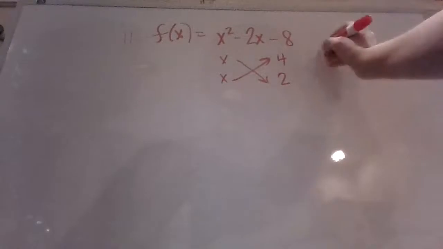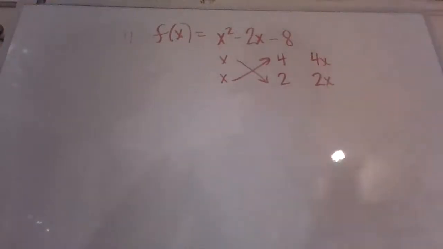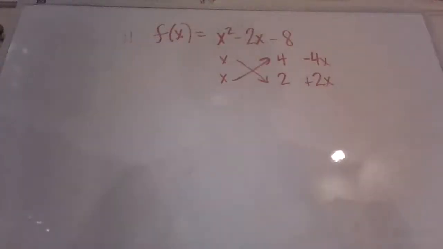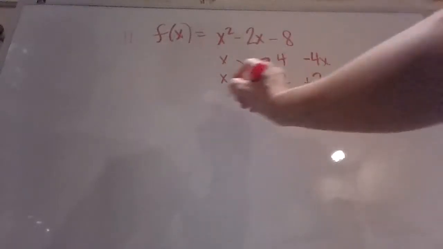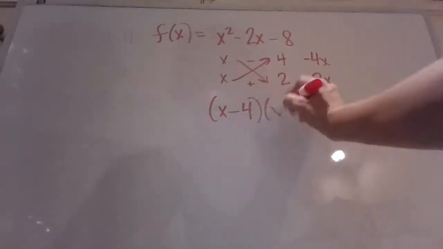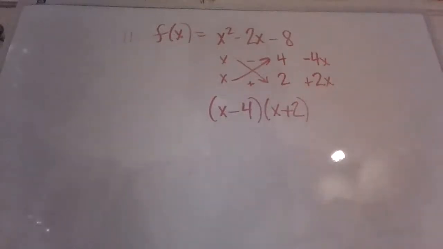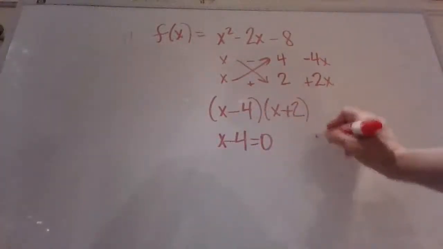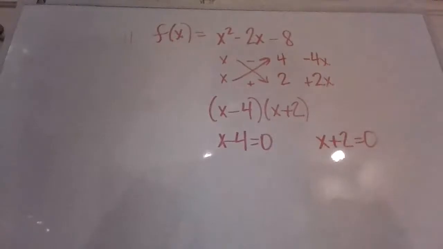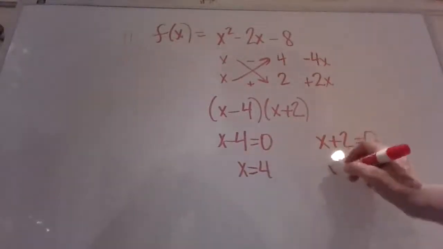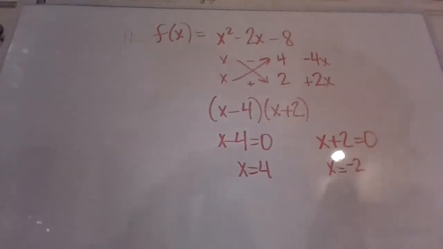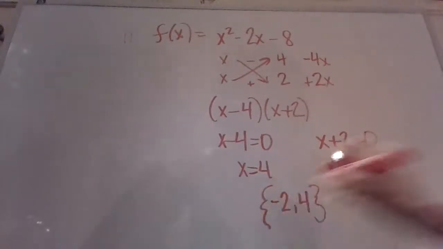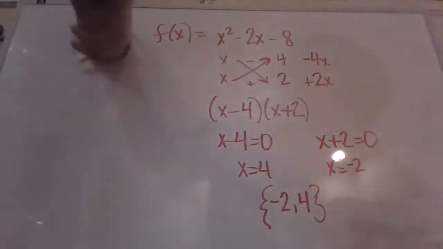So 4 and 2. So I go up, I get 4x. I go down, I get 2x. This middle term is negative, so that means my biggest number has to be negative. That means this one's positive. This becomes a plus. This is a minus. I get x minus 4 and x plus 2. They want me to find the zeros. When it says that, that means I have to set this equal to 0. And I have to set this one equal to 0. So x equals 4 and x equals negative 2. When you write it, you write your smallest number first and your largest number last.